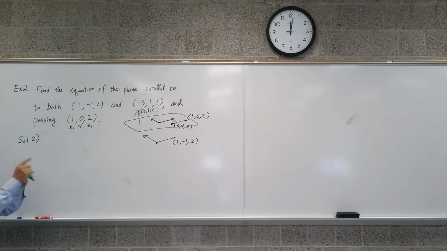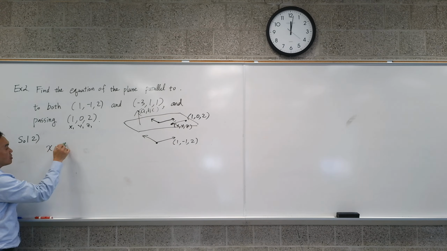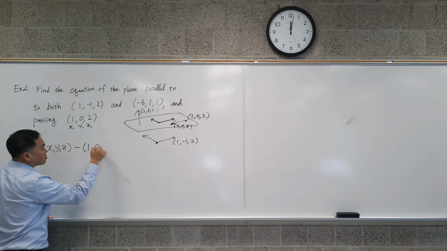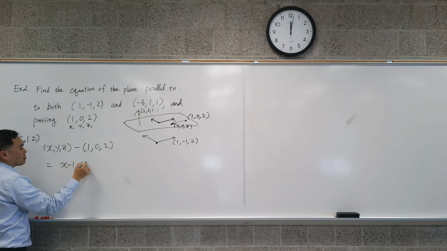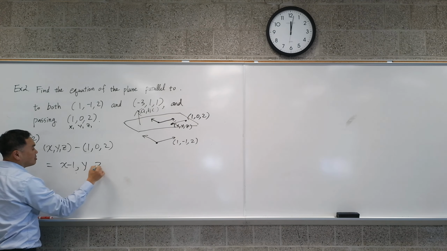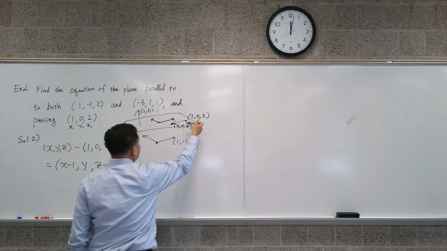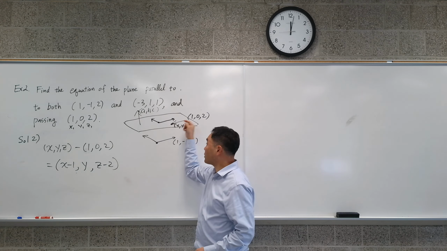To get a vector between 2 points, you have to do terminal minus initial. Since the terminal point is (x, y, z), and the initial point is (1, 0, 2), you get x minus 1, y minus 0, z minus 2. Okay, so that vector that we get here is this vector. And that's another parallel vector.